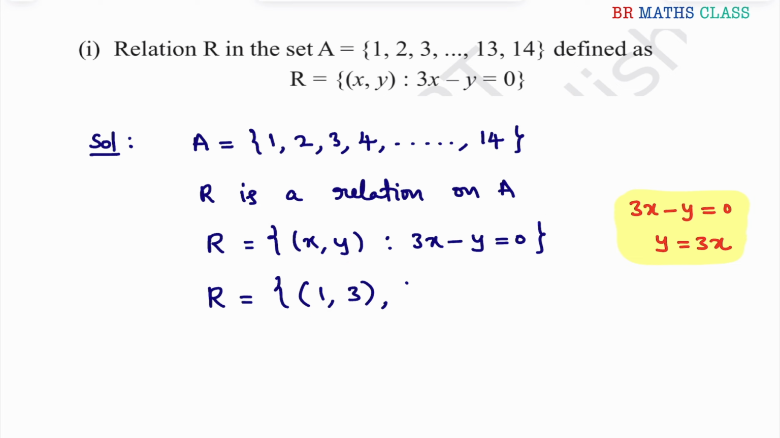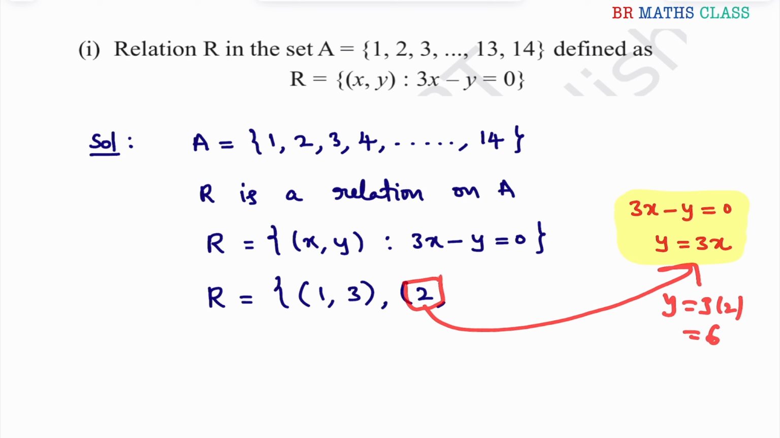Now, I need to take the second element in this relation. Here you know that this x is from set A. As 1 is already over, now you take 2. In place of x, now x is 2. In this, in place of x, you write 2. Then what you will get? y equals 3 into 2. 3 into 2 is 6. So the second ordered pair is 2 comma 6.